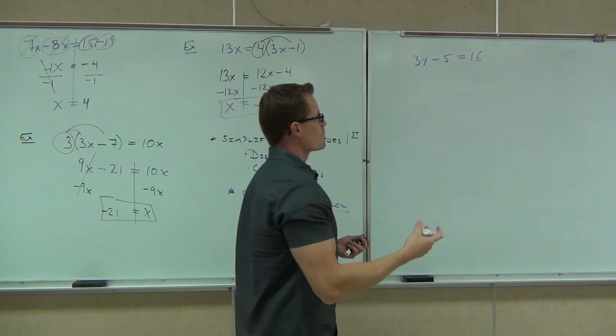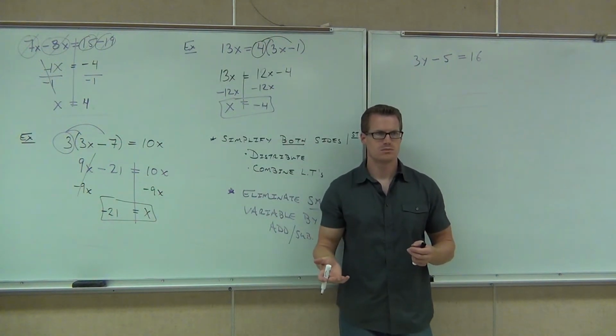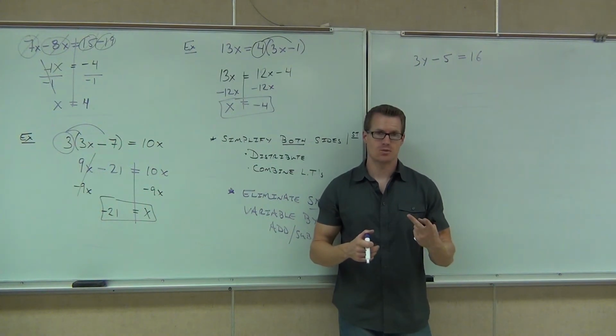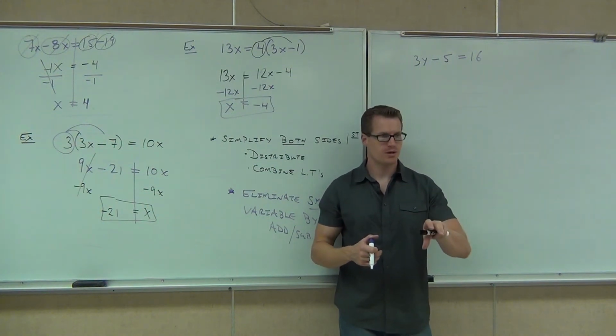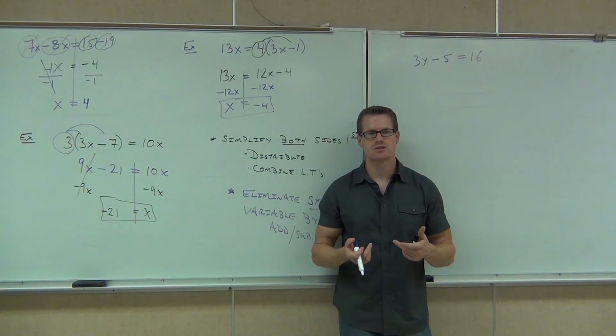So when we have 3y minus 5 equals 16, firstly, is this an equation? Yes. Definitely. What's your variable? y. I've got 2 things happening to y. y is being multiplied by 3. y is also being subtracted by 5. We've got to get rid of both of those things. The question is, which one do you do first?